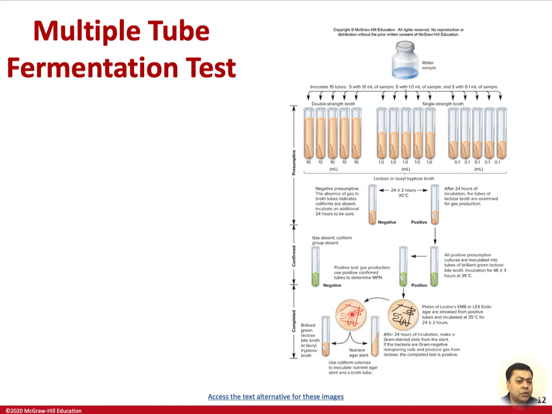So after you isolate that, these are all the first round of confirmatory tests: first round, second round, third round. Then you inoculate that again back into a lactose broth to see whether it produces gas or not.